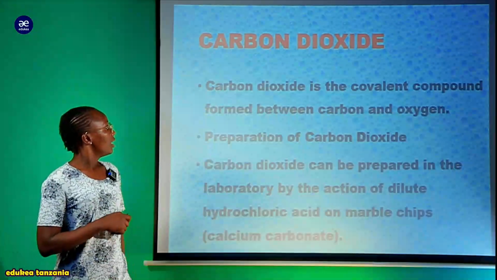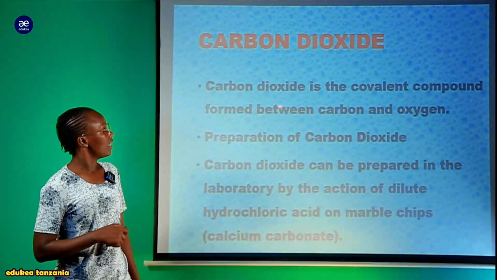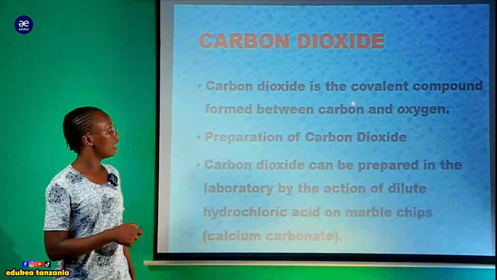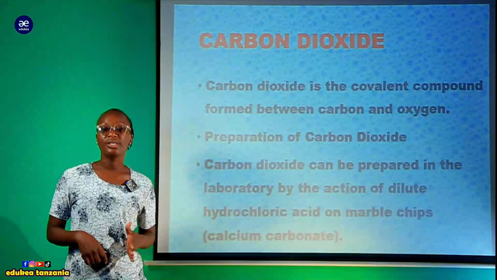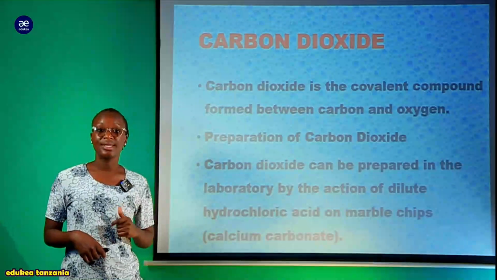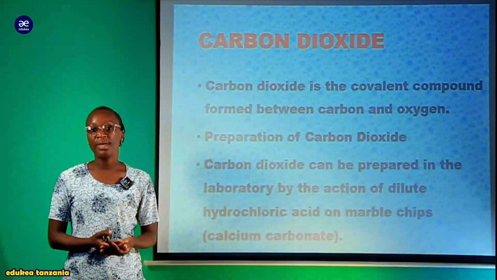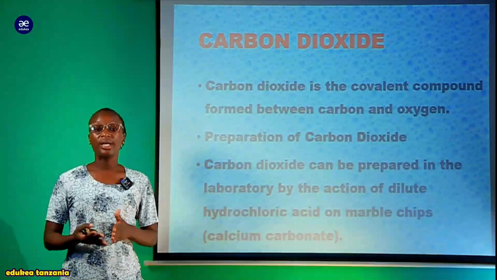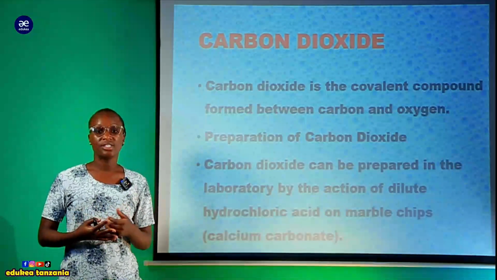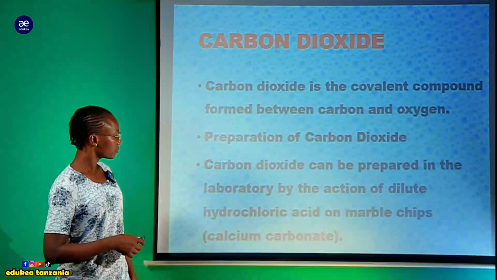So in this carbon dioxide, as you see here, we have the combination between carbon and oxygen. Carbon is a nonmetal, and oxygen is also a nonmetal, so they involve covalent bond formation. Wameshare electron kufanya reaction or combine together.